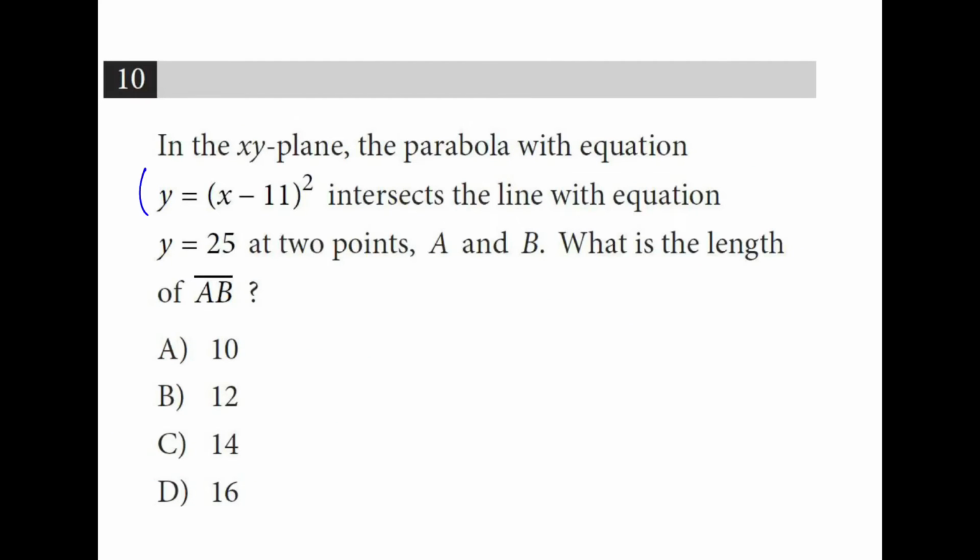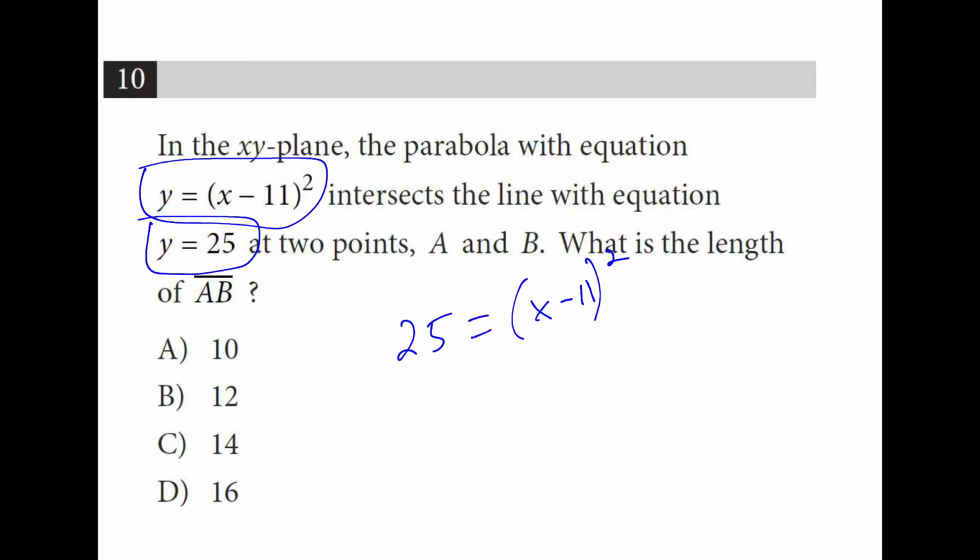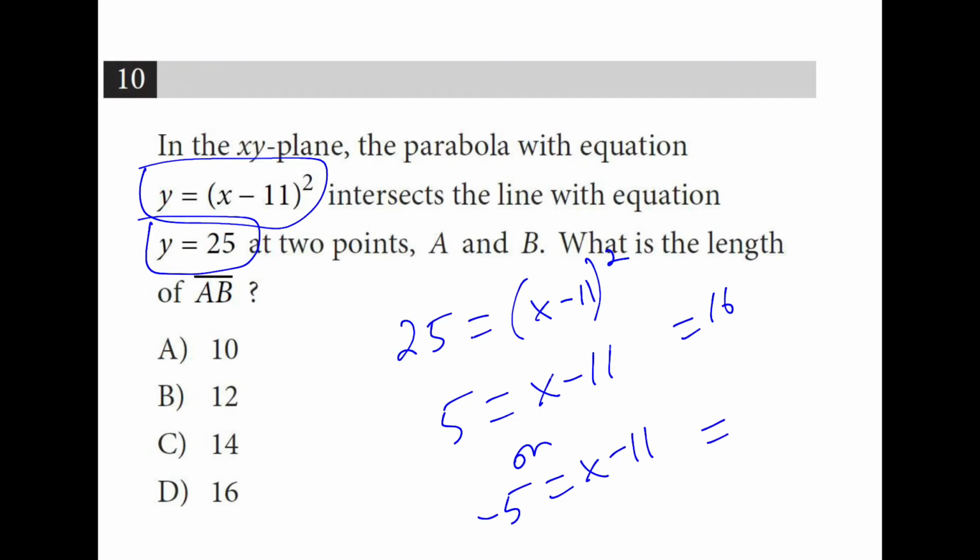The parabola with this equation intersects with a line at 2 points. So I could say 25 is equal to x minus 11 squared. If I take the square root of both sides, 5 is equal to x minus 11, or negative 5 is equal to x minus 11. So add 11 to both sides. This one is 16. This one is 6. They want to know the distance between those 2 points. 16 minus 6, the distance is 10.